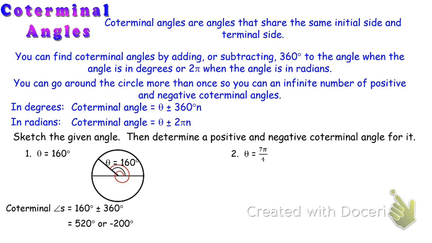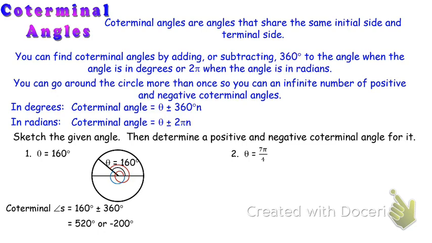Now the negative 200 degrees means it's going to start at the positive x-axis, and then instead of going counterclockwise, it'll go clockwise. And it's going to end at that same terminal side. So it's going to look like this blue piece. Notice all three angles start on the x-axis and end at the terminal side. It's how you get there that's different.